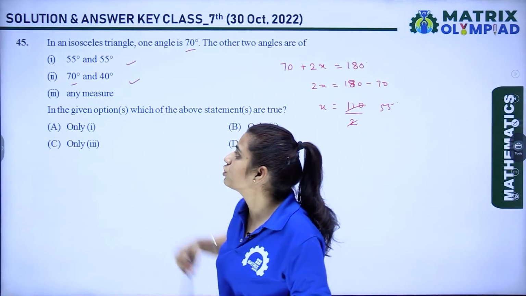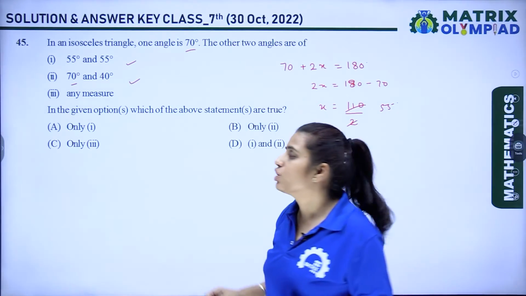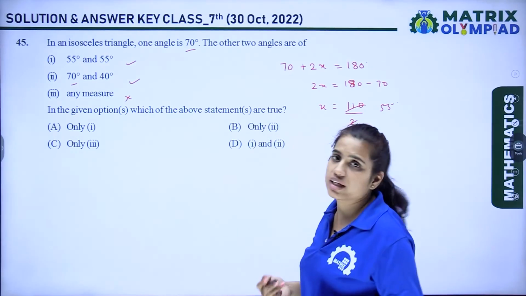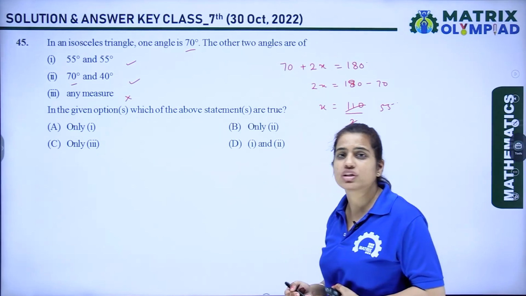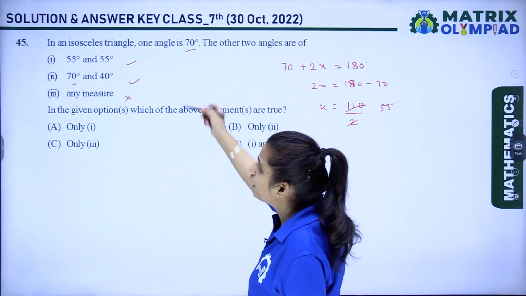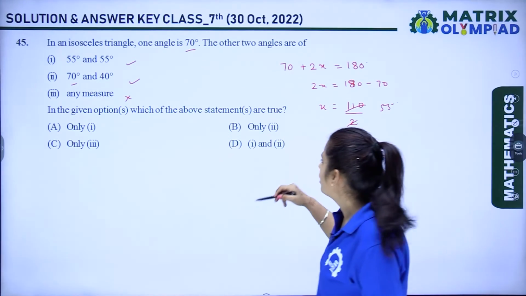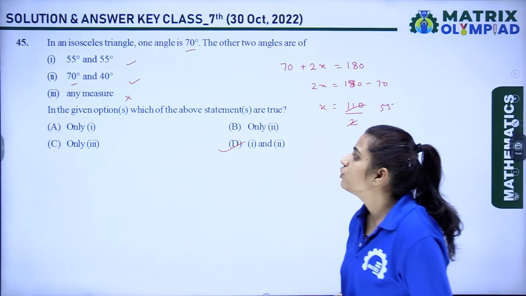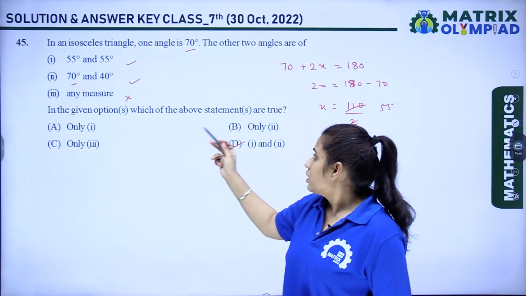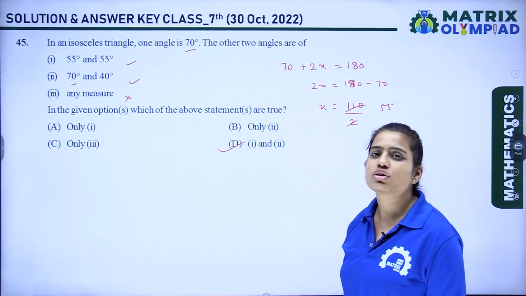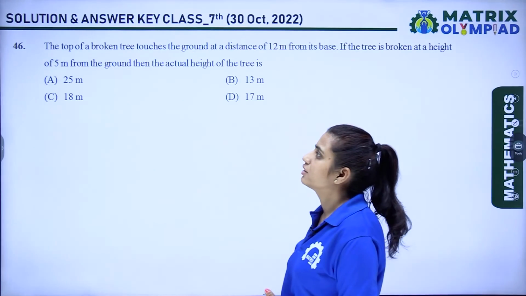So the second option is also correct. Any measure? No, this option is not correct. We cannot take any measure for an isosceles triangle. So let's check the options. Here options 1 and 2 are correct, and in option D we get 1 and 2. So the statement which is true is only option D. So here, option D is the correct answer.